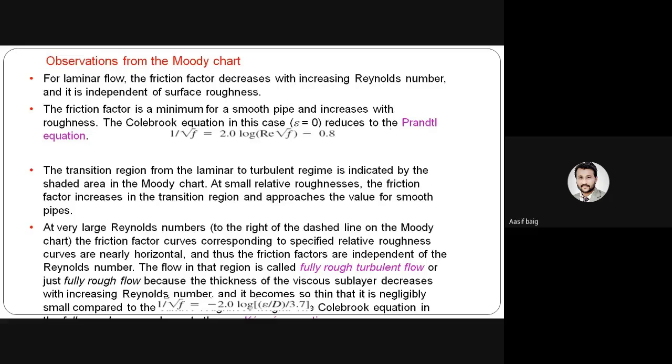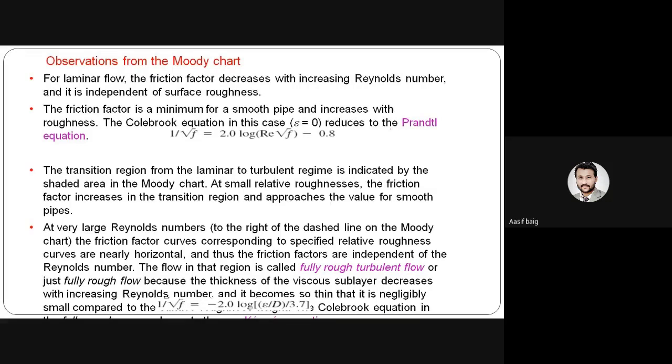For laminar flow, the friction factor decreases with increasing Reynolds number, and it is independent of the surface roughness. The friction factor is a minimum for a smooth pipe and increases with roughness. The Colebrook equation in this case reduces to the Prandtl equation. The transition region from the laminar to the turbulent region is indicated by the shaded area in the Moody chart. At small relative roughnesses, the friction factor increases in the transition region and approaches the value for the smooth pipe.